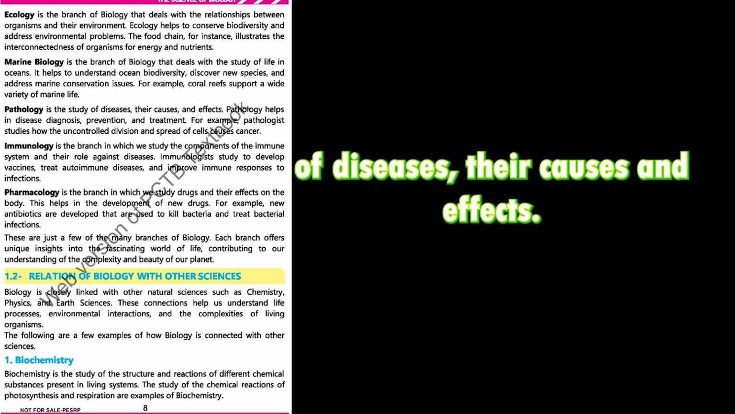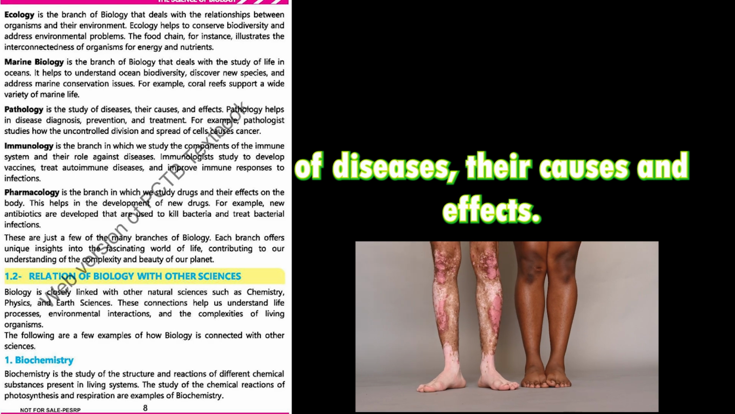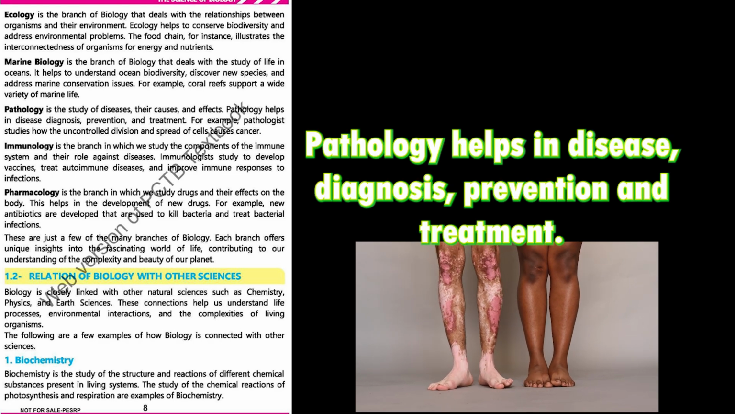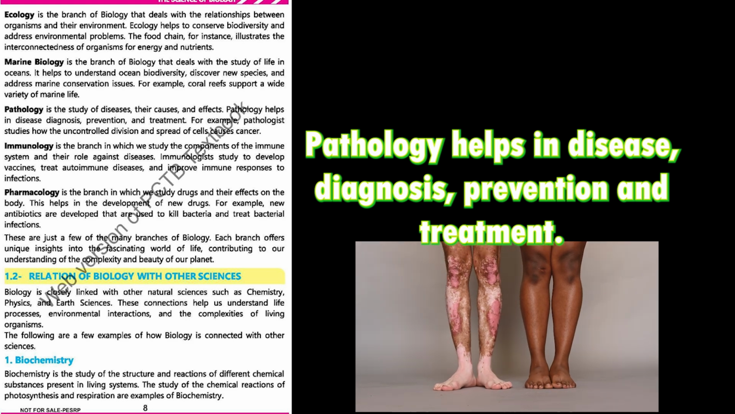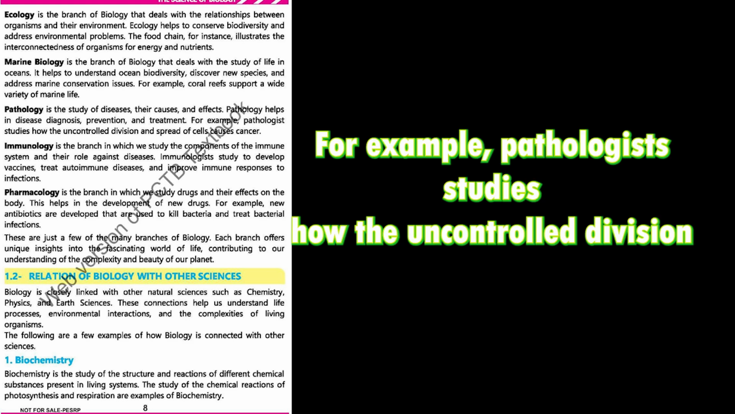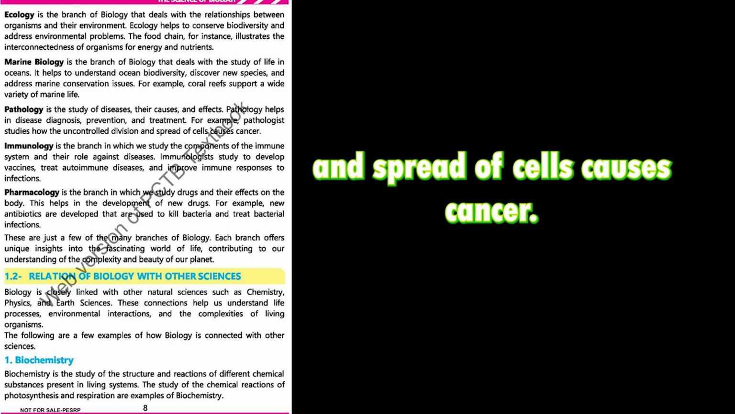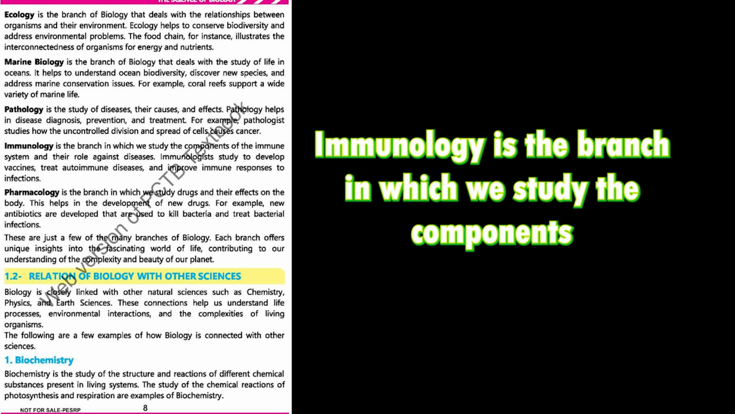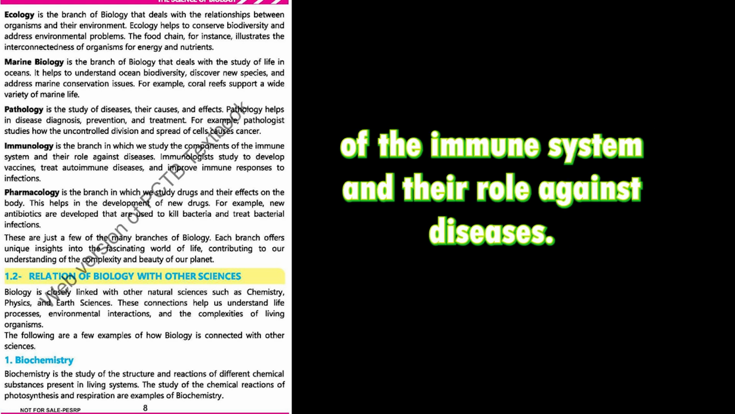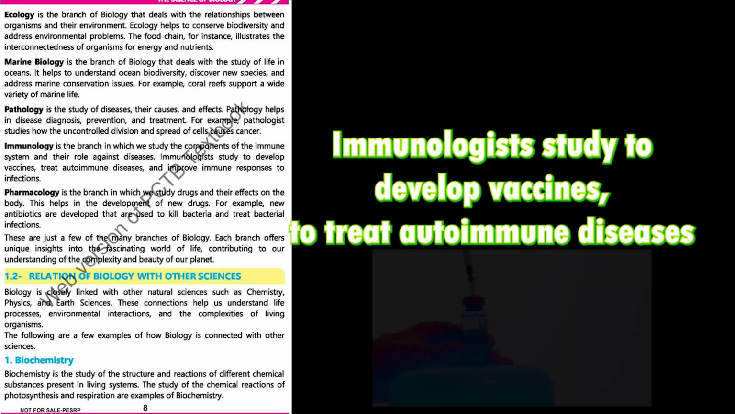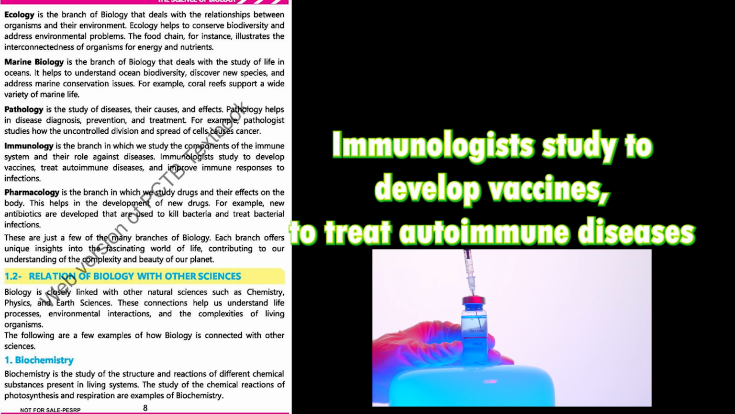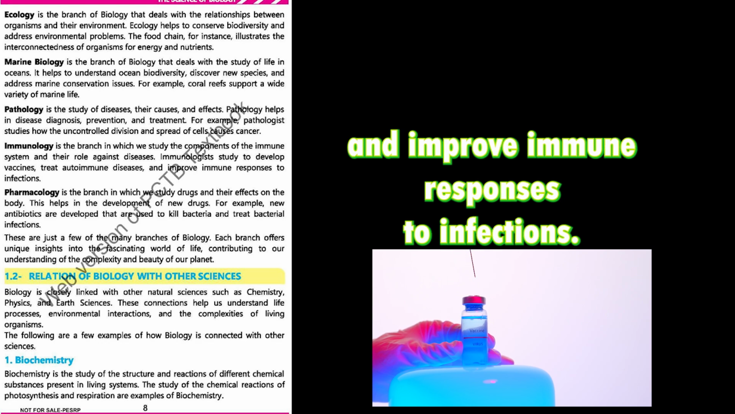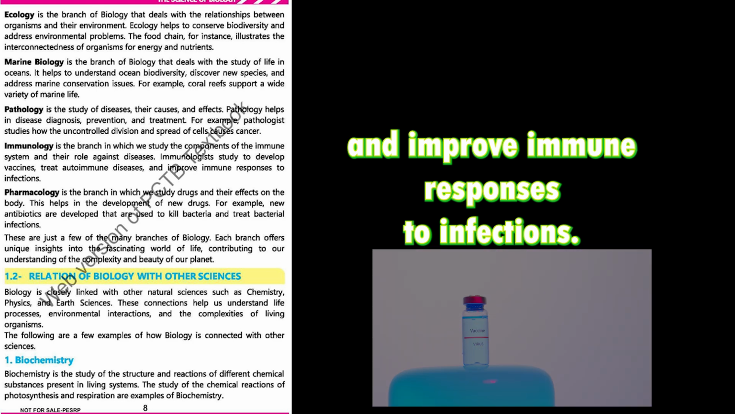Pathology is the study of diseases, their causes and effects. Pathology helps in disease diagnosis, prevention, and treatment. For example, pathologist studies how the uncontrolled division and spread of cells causes cancer. Immunology is the branch in which we study the components of the immune system and their role against diseases. Immunologists study to develop vaccines, treat autoimmune diseases, and improve immune responses to infections.